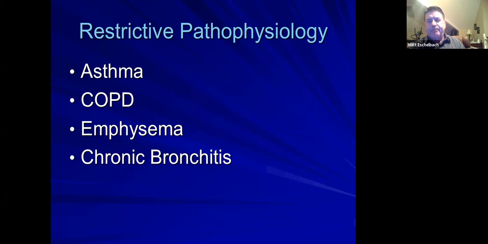Restrictive pathology can occur from several different disease entities. And these are things that are restricting the air from getting into the lungs, such as asthma. What do we hear when we see that? We hear wheezing. We might hear that in COPD as well, and emphysema. And then chronic bronchitis. COPD, emphysema, and chronic bronchitis are kind of all hand-in-hand diseases of restrictive pathophysiology, almost always in older adults.